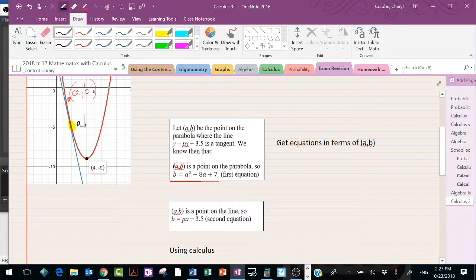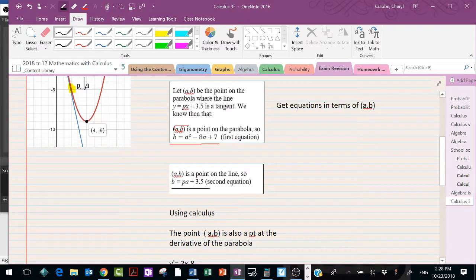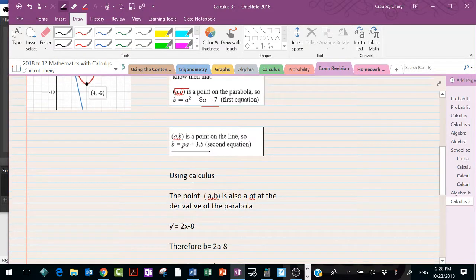So we've got AB as a point, right? AB is going to be the point. And so that means that we can write the line in terms of AB as well. And so instead of y and x, we're going to use b instead of y is equal to p times a plus 3.5. So now we've got the first equation and the second equation in terms of a and b. Now, we haven't done any calculus yet, basically. So the next thing is, where does the calculus come in?